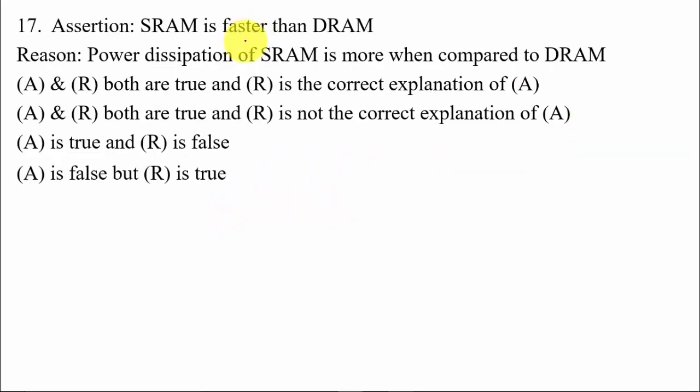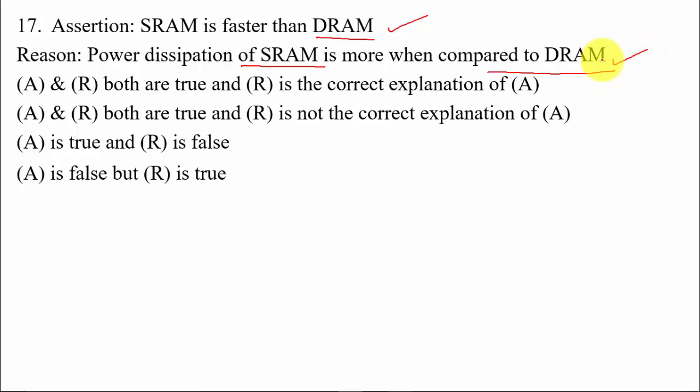Next question, assertion and reasoning. In the assertion, they are telling that SRAM is faster when compared to DRAM. This statement is a true statement. But the reason they are giving is that the power dissipation of SRAM is more when compared to the power dissipation in the case of DRAM. This statement is also true.